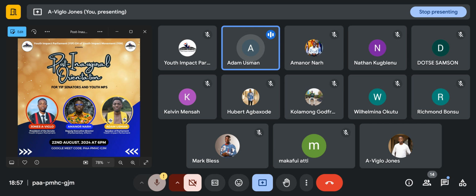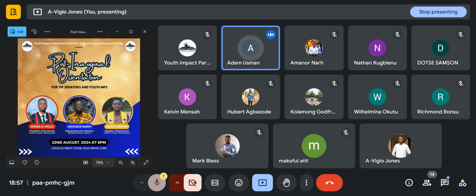So for youth senators, you are expected to diligently perform your roles. You should attend meetings. I'll be mentioning the duties of MPs. So you should be responsible. You should be able to uphold and perform your duties diligently. And that is fairness. You should be just and fair. You should not be biased, because somebody who is biased is not trustworthy.